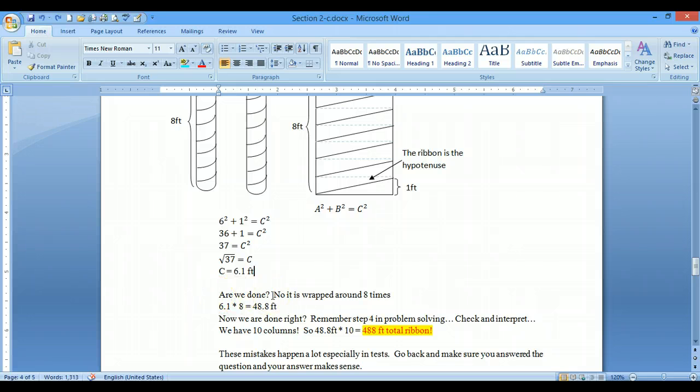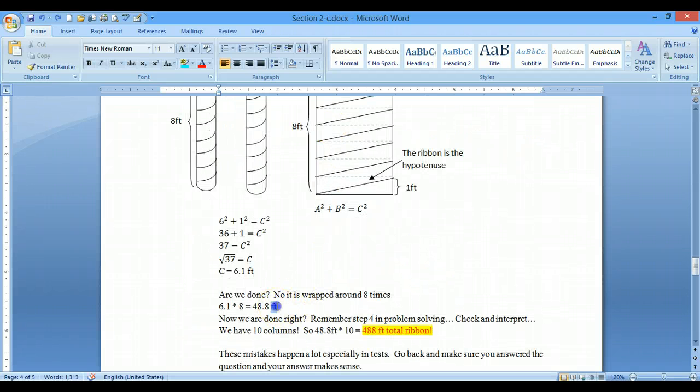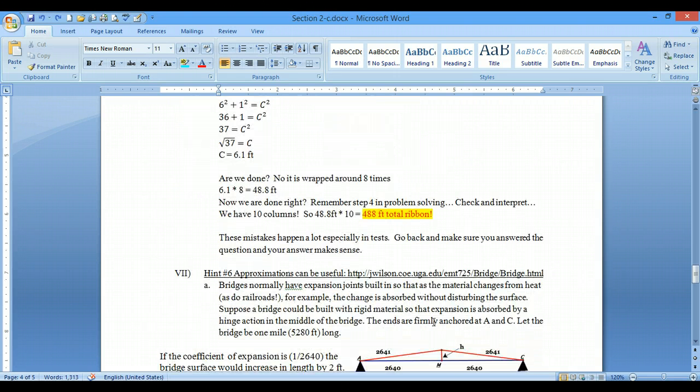So often on a test, somebody will stop too early, and go back and make sure you answer the question. How much ribbon will you need for the entire project? So I needed to multiply to find how much would be on one pillar, and then I have 10 pillars, so multiply it by 10 for the total number, or the total footage of ribbon needed.